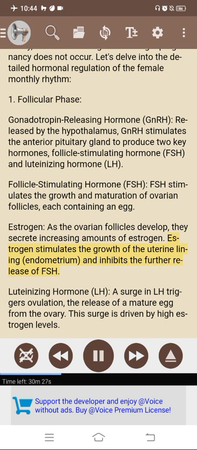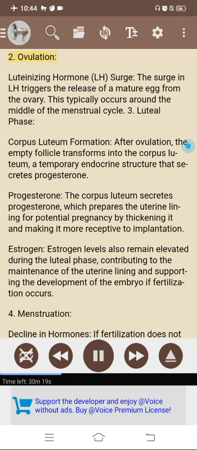Estrogen stimulates the growth of the uterine lining, the endometrium, and inhibits the further release of FSH. Luteinizing hormone (LH). A surge in LH triggers ovulation, the release of a mature egg from the ovary. This surge is driven by high estrogen levels. 2. Ovulation. Luteinizing hormone (LH) surge. The surge in LH triggers the release of a mature egg from the ovary. This typically occurs around the middle of the menstrual cycle.